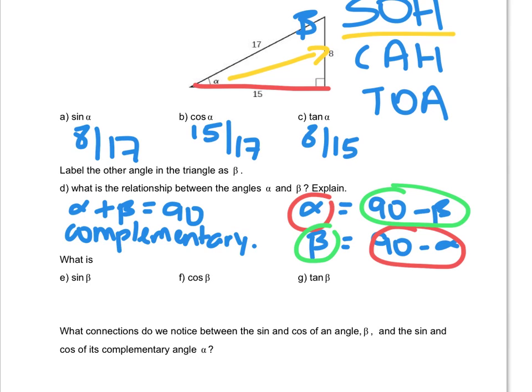Now, we're asked to find sine of beta. So sine of beta is the opposite, which is the 15 in this case, over the hypotenuse. Cosine of beta, now for beta, 8 is the adjacent. So it's 8 over 17. And then for tan, tan is the opposite. So what's opposite to the angle beta is the 15, over the adjacent, which is the 8. Okay?